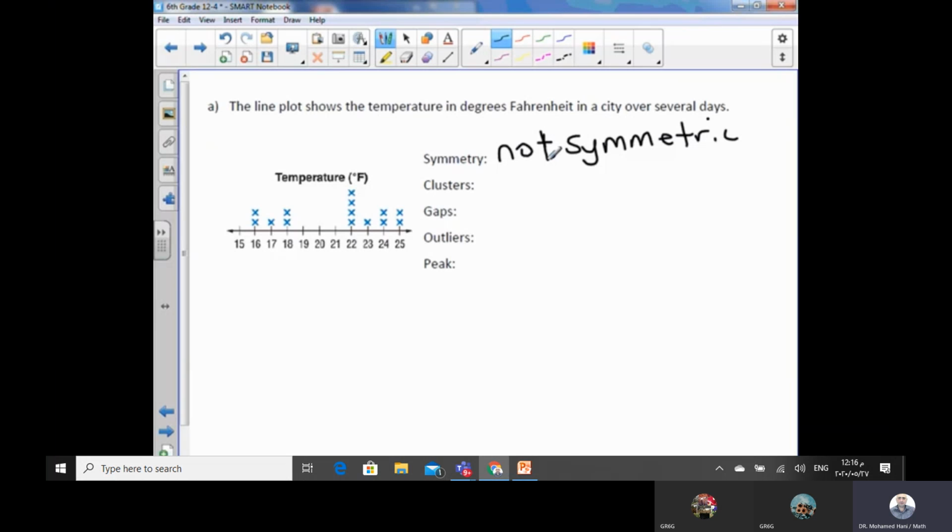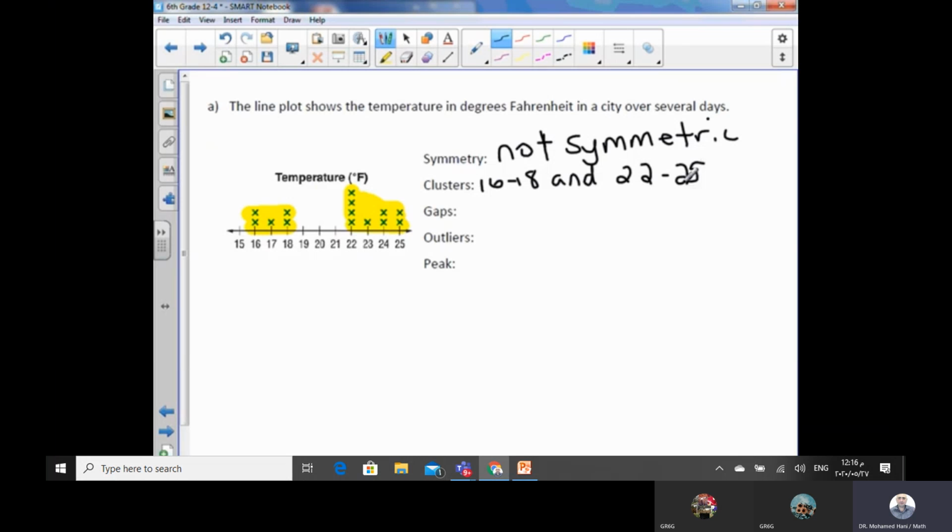Clusters. Well, if we take a look here, we have some clusters here. Let me get the highlighter. We have a cluster here, and we have a cluster here. Okay, that includes all of this data. Okay, so I can say that both are clusters. So let's jot that down as well. So the clusters are from 16 to 18 and 22 to 25.